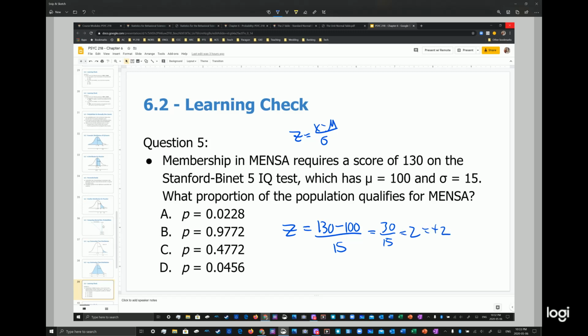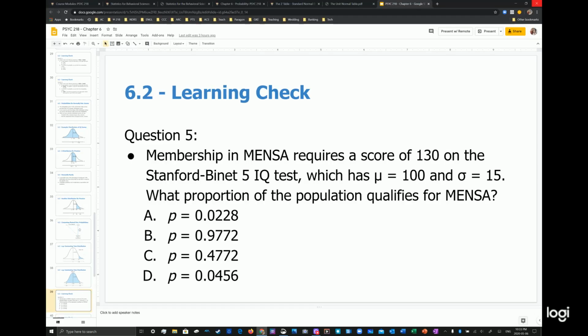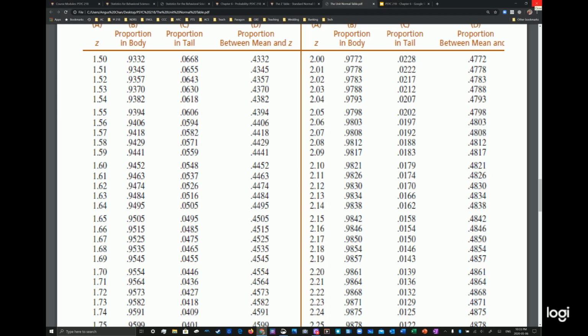So what proportion of the population qualifies for Mensa? You have to understand the word problem. Qualifies means 130 or above, and 130 is the minimum score. So you want the probability of a Z score being greater than or equal to 2. If we draw out the proportion we want, we have the middle here, 0, and this is 2. We want this area, which is the tail, so we go to column C, look for 2, and we found it. The tail is 0.0228.